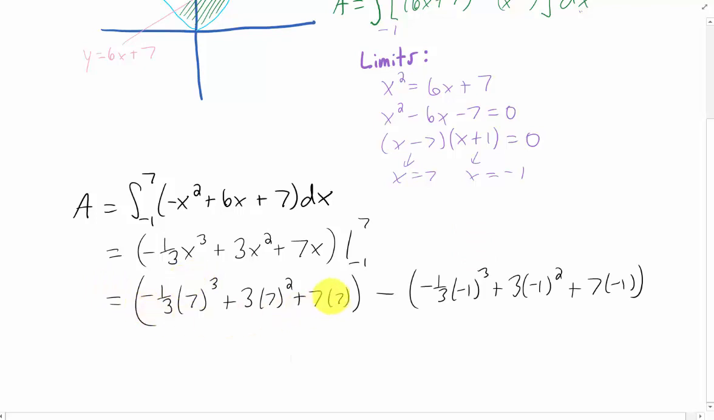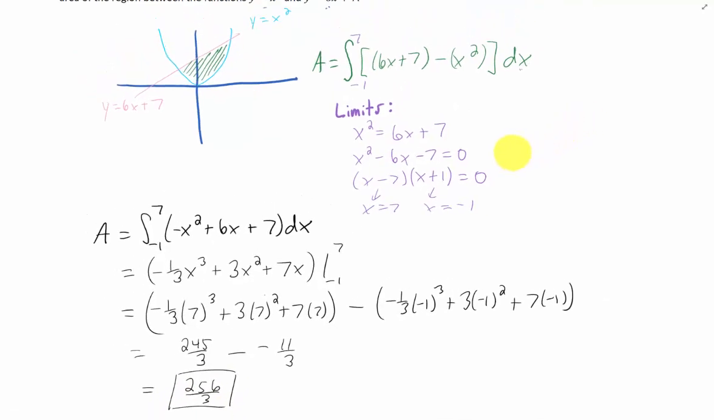We could evaluate this by hand, but I'm just going to cheat and use Wolfram Alpha. This first piece is giving me 245 thirds. We subtract, and the second piece is giving me -11 thirds. Combine those two, and we get 256 thirds, which I don't think reduces, meaning we are finished with this problem.